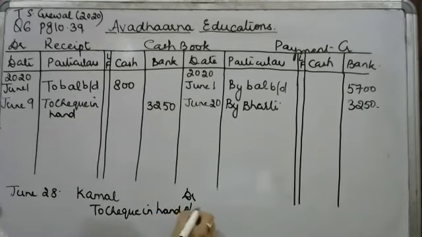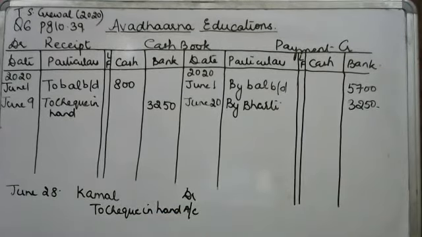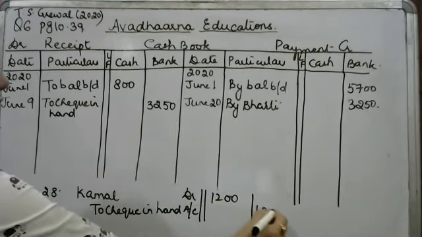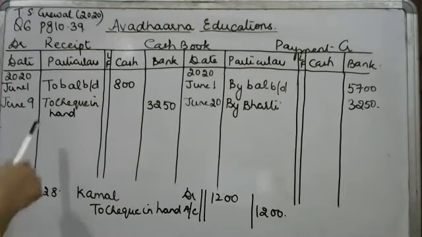Kamal debited to checking hand account, and this amount will be, हमारा जो बेटा अमाउंट था चेक का वो था 1200. तो हमने 1200 का चेक एंडोर्स कर दिया. ठीक है. तो ये वाला चेक हमारी बुक्स ऑफ अकाउंट्स में आएगा ही नहीं.